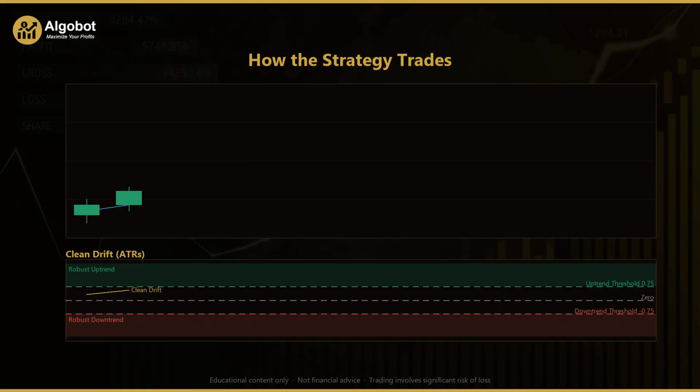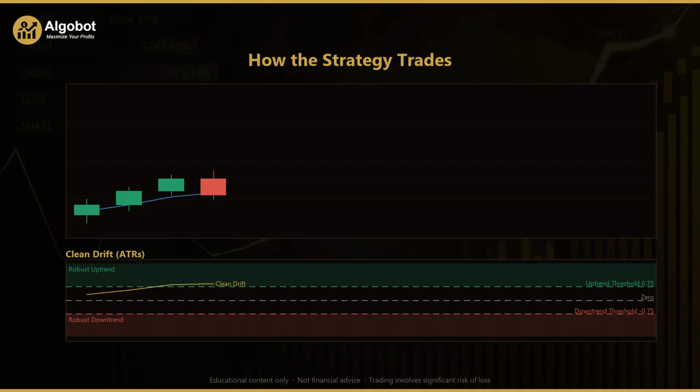Let's bring the whole idea to life with this illustration. On the price chart, you can see the blue fast EMA hugging the candles. And in the panel below is the gold line, our clean drift measured in ATRs, with the uptrend threshold at 0.75, a zero line in the middle, and the downtrend threshold at minus 0.75.